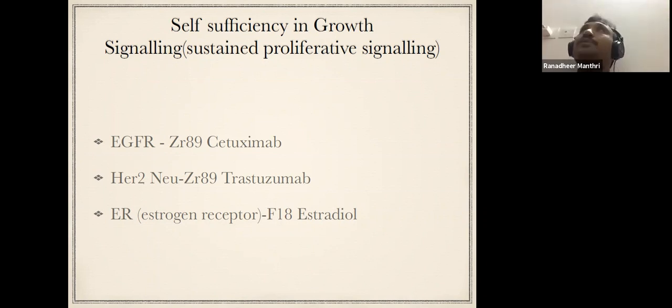Next comes HER2/neu. You know, if the tumor is HER2/neu 2+, 3+, 2+, you send for another study. But if your HER2/neu is overexpressed in cancer metastatic sites or not, we can image through trastuzumab. HER2/neu zirconium-89 trastuzumab can be used to identify whether the patient metastases are expressing human epidermal growth factor receptor or not.